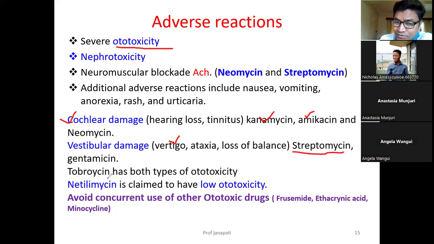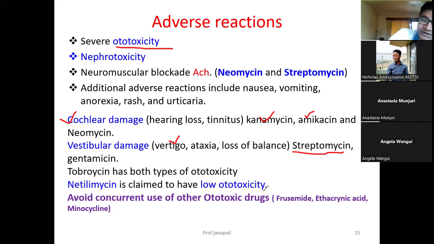Tobramycin has both ototoxicities. It can damage the cochlear as well as the vestibular component present in the ear. Netilmicin is claimed to have low ototoxicity among the group.